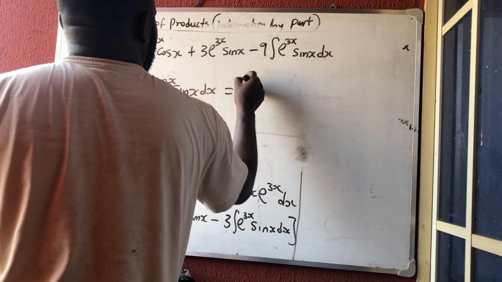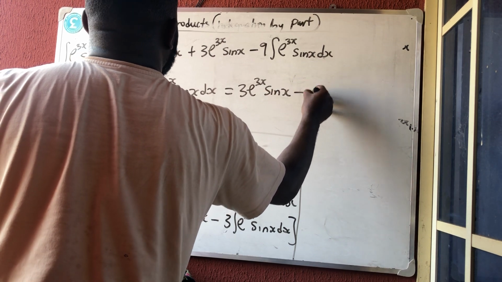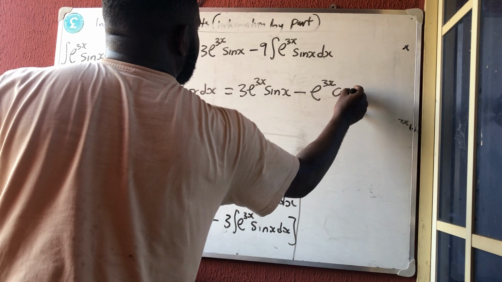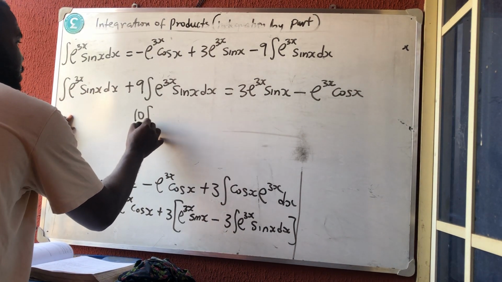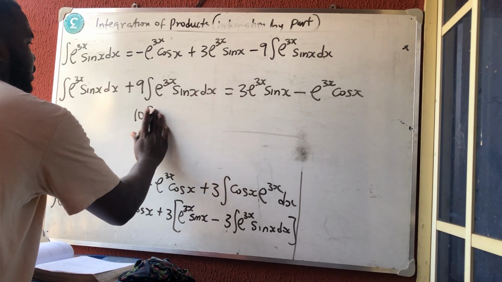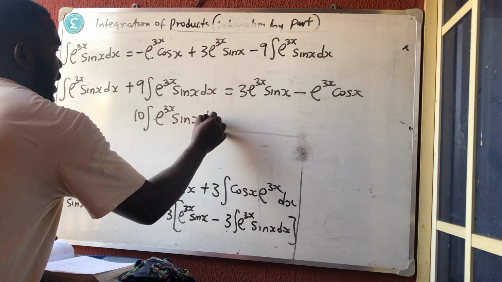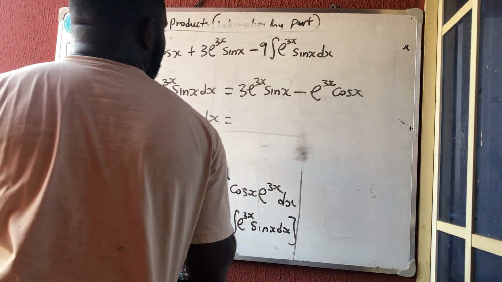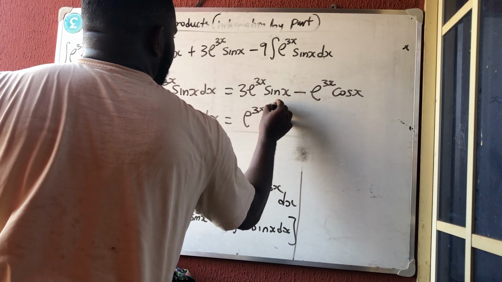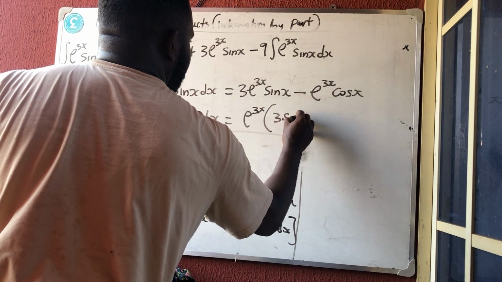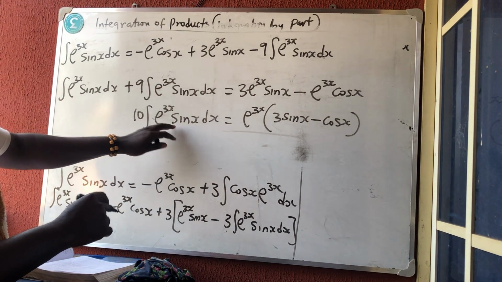3 e raised to power 3x sine x minus e raised to power 3x cos x. So this and this will give you 10. So I'm having 10 the integral of e raised to power 3x sine x dx is equal to, let me factor out e raised to power 3x outside, in bracket 3 sine x minus cos x. Now divide everybody by 10 so that your question will remain.